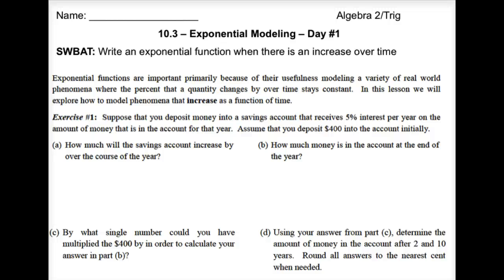All right, we're on 10.3, which is exponential modeling day 1. Today, our objective is that you will be able to write an exponential function when there's an increase over time. This is what we mentioned in 10.1 known as exponential growth. So exponential functions are important, primarily because of their usefulness in modeling a variety of real-world phenomena. Now, in this lesson, we're going to explore the increase of functions, things that are increasing over time.